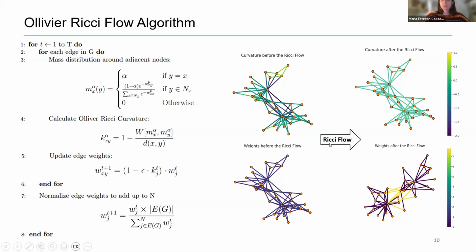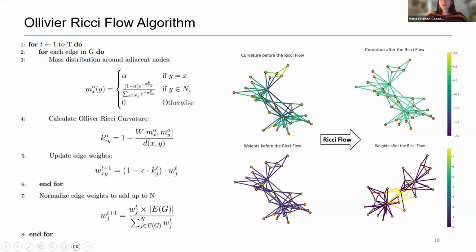Then after applying this Ollivier Ricci flow algorithm, you can see in the upper right diagram that the weights of all the edges have converged to 0. And that's why sometimes it's said that this algorithm flattens the curvature of the graph, even though the curvature doesn't always converge to 0, but yeah, in this case it did. And then in the lower right diagram, you can see that the weights have changed.